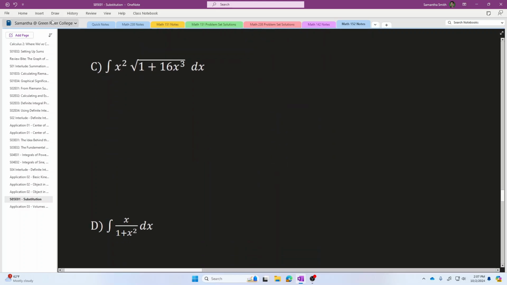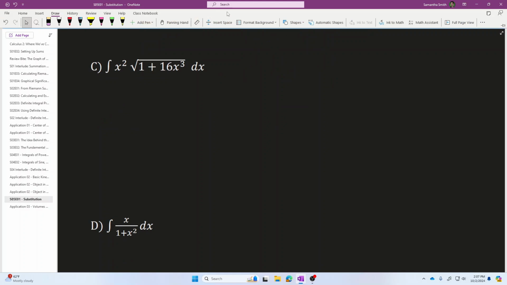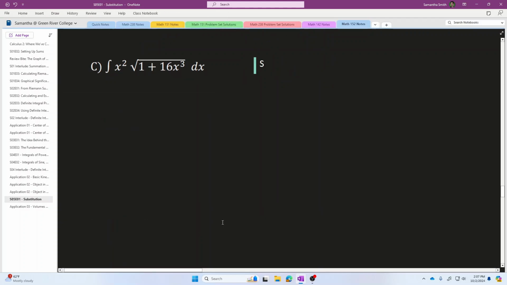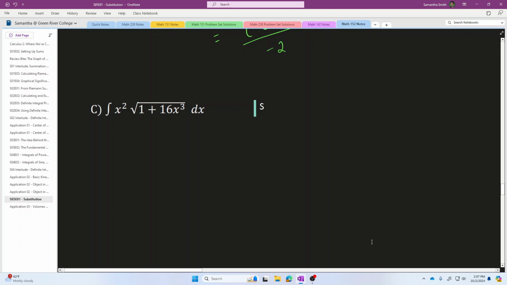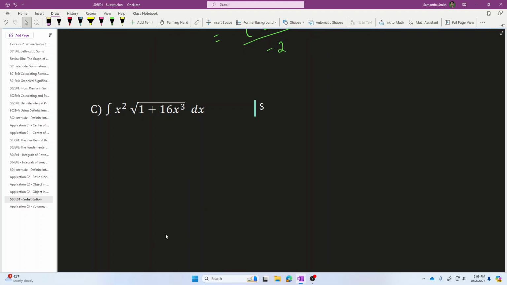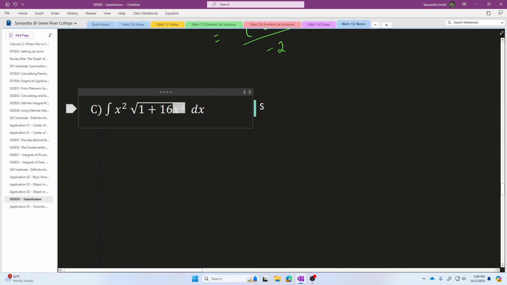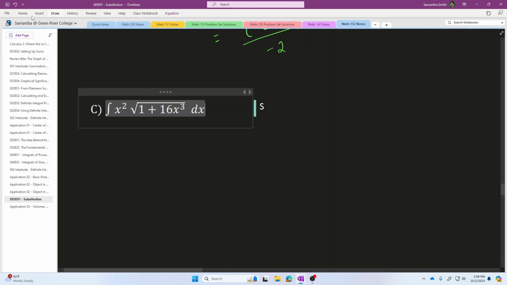Okay, example number 2. I am asked to calculate the integral of x squared times the square root of 1 plus 16x cubed. So once again, I'm drawn toward method of substitution because I have a product, x squared times this other expression. And additionally, I have a product where I have some function, namely this entire quantity under the root, as well as something that is very closely related to the derivative of what is under this root here.